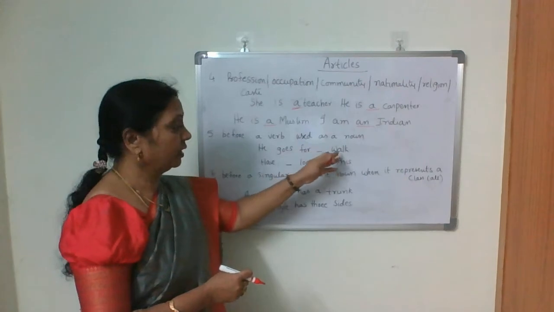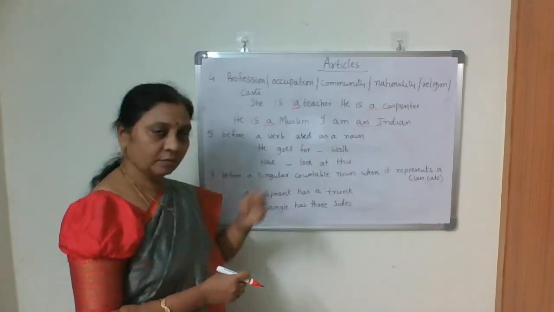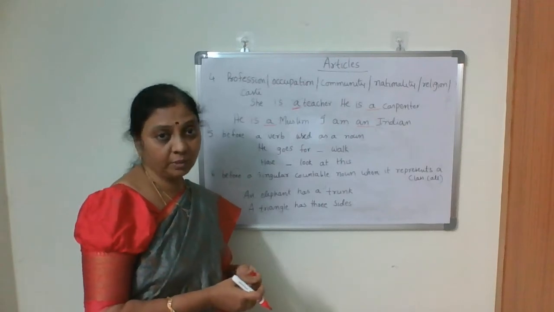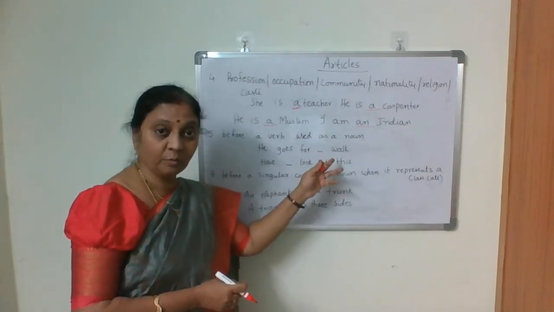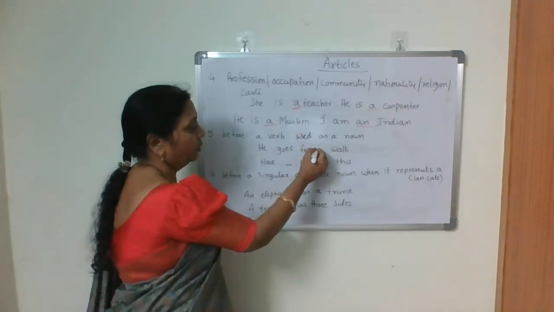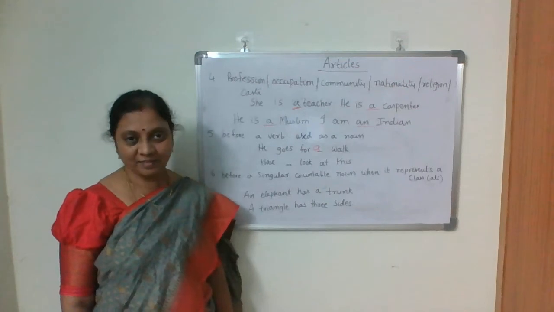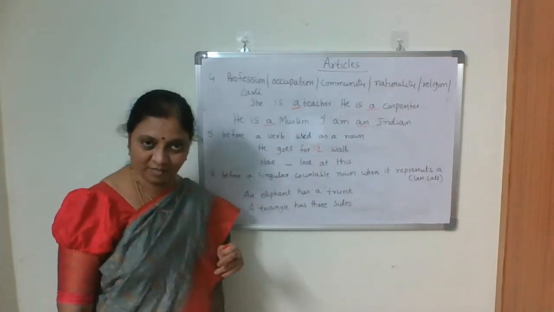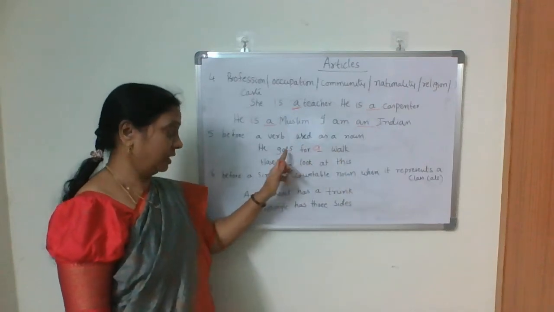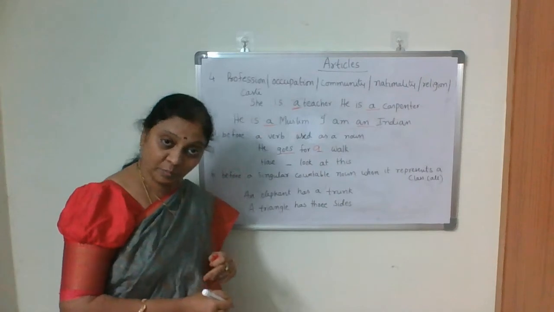Then before a verb used as a noun, like he goes for a walk. Is it a walk also? You all know walk is a verb. But when a verb is used as a noun, then what do we do? We use an article here. He goes for a walk.